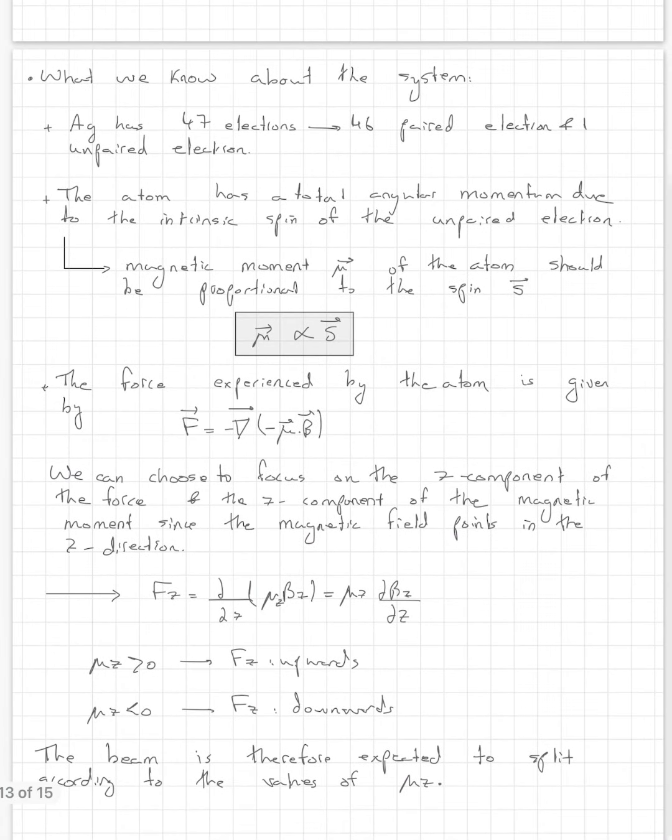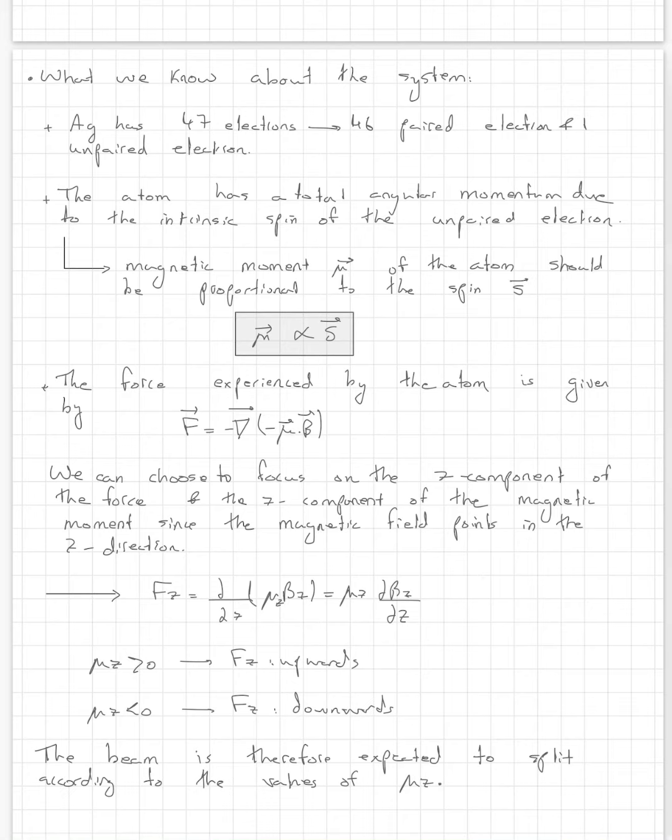So let's start by talking about what we actually know about this system. Silver has 47 electrons, which means that 46 of them are paired into pairs of spin up, spin down, and there's one electron that's unpaired. Therefore, the atom has a total angular momentum, which comes from the intrinsic spin of that one unpaired electron. So we can say that the magnetic moment of the atom should be proportional to the spin of that unpaired electron. We can see that relationship over here.